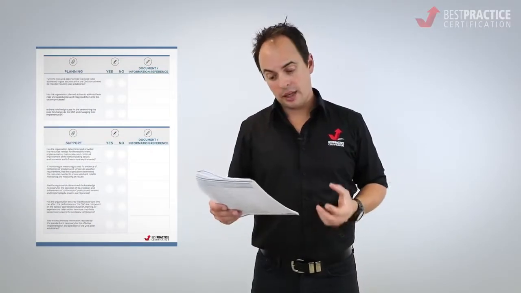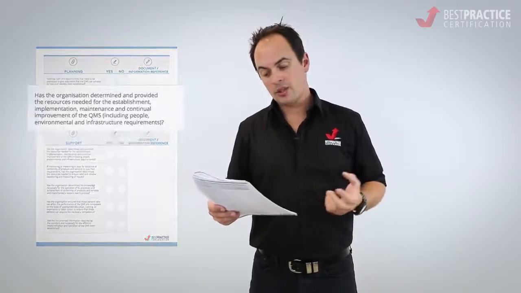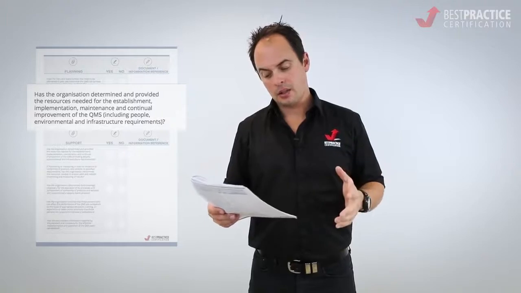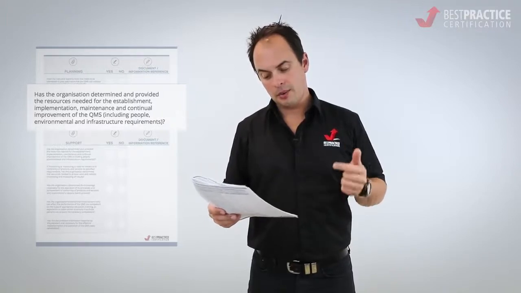Now, moving into the next part of the checklist, we're talking about support, and we've got a couple of questions here. Has the organisation determined and provided the resources needed for the establishment, implementation, maintenance and continual improvement of the system, including people, environmental and infrastructure requirements? Now, this is like all the ingredients. Have you got all the ingredients to make your amazing chocolate cake? We've got the kitchen, we've got the oven, we've got the bowls, the cups, the plates, we've got the ingredients, we've got the wet ingredients and the dry ingredients.